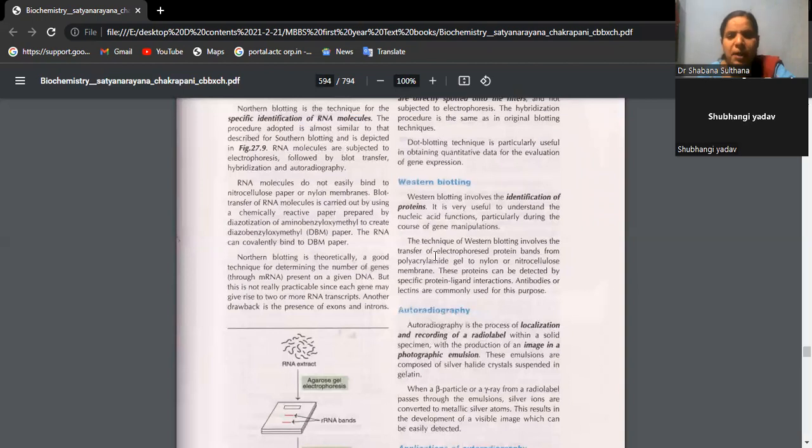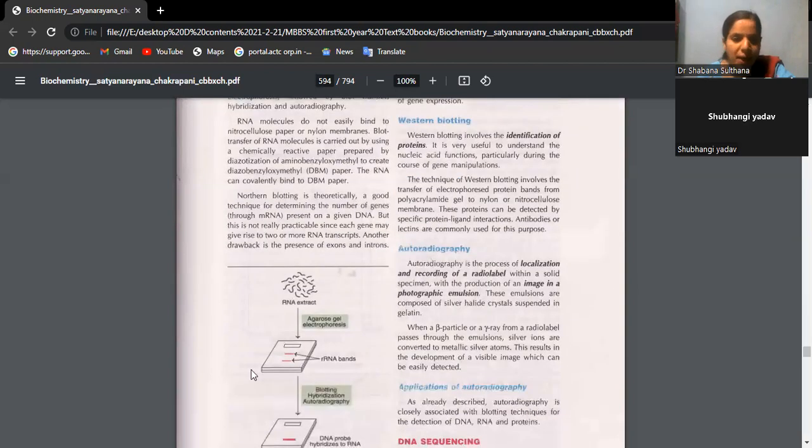Same thing, but the technique of Western blotting involves transfer of electrophoresed protein, in the sense that in an agarose gel we undertake electrophoresis. It can be DNA or RNA or any other protein. These protein bands are shifted to polyacrylamide gel or nylon or nitrocellulose membrane, isn't it? These proteins can be detected by specific protein ligand interactions, so we can study antibodies, lectins, okay?